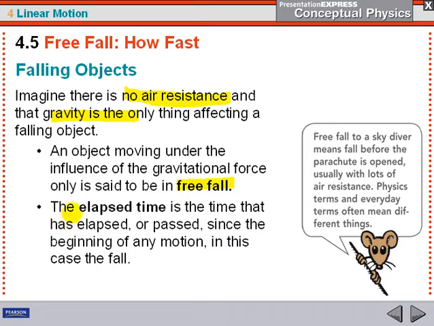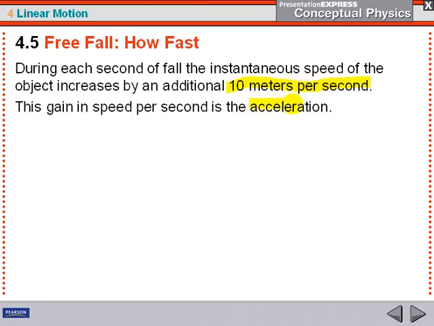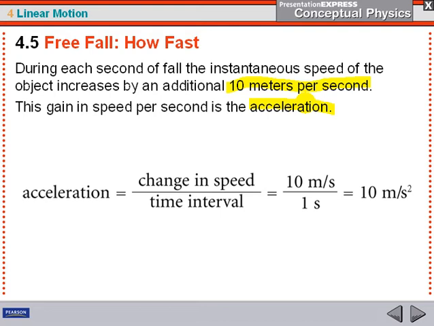And we're going to be talking about elapsed time, which is the time since the beginning of the motion, in this case, the fall. So during free fall, during each second of it, an object's speed increases by 10 meters every second. We call this the acceleration. So what this is saying is its change of speed is 10 meters per second every second. And so acceleration in free fall is 10 meters per second squared.